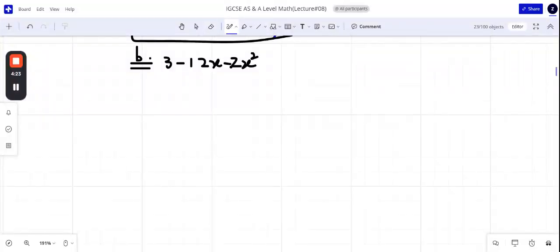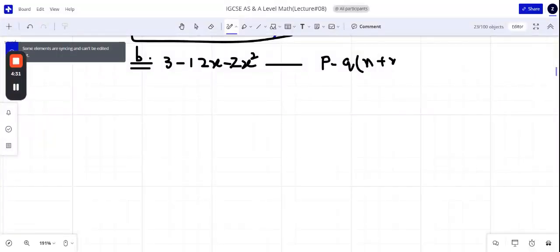Part B is 3 minus 12x minus 2x square. Now we need to express it in the form p minus q into x plus r whole square. So first of all, we need to rearrange this quadratic expression into the proper form. So we will write it here. The minus 2x square means the leading term we should write first, then x value, and then constant value.